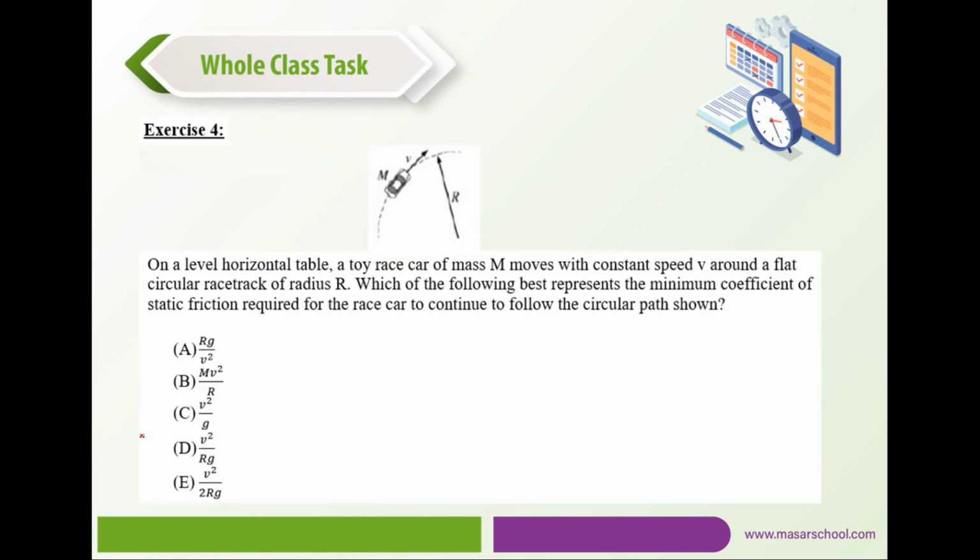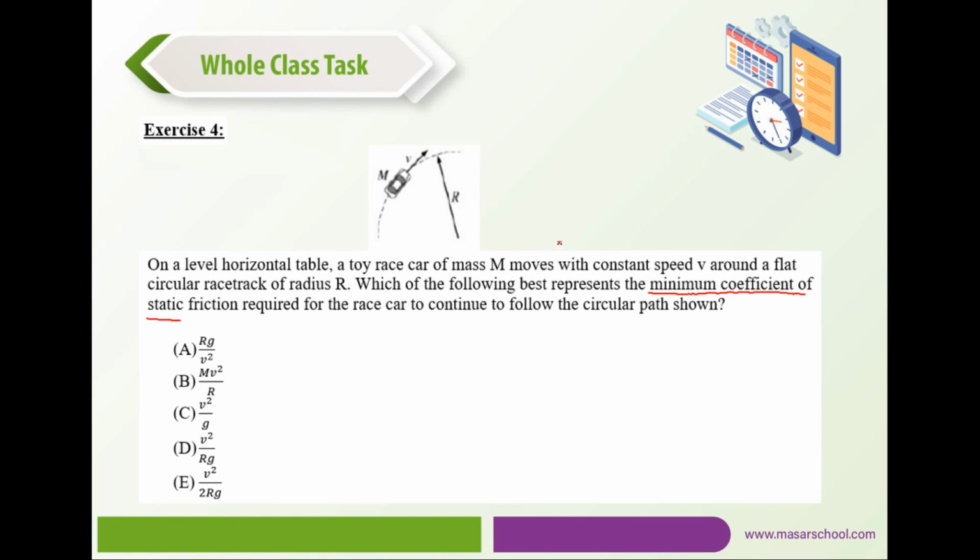Exercise 4. On a level horizontal table, a toy race car of mass m moves with a constant speed v around a flat circular racetrack of radius r. Which of the following best represents the minimum coefficient of static friction required for the race car to continue to follow the circular path shown? So we need the minimum coefficient of static friction. By minimum, it means we are at the verge of motion, and they mention the coefficient of static, so we can directly use that friction is mu s Fn.